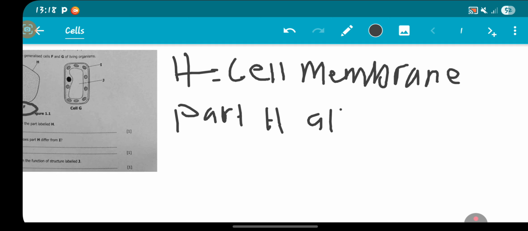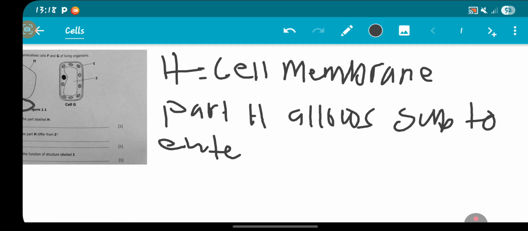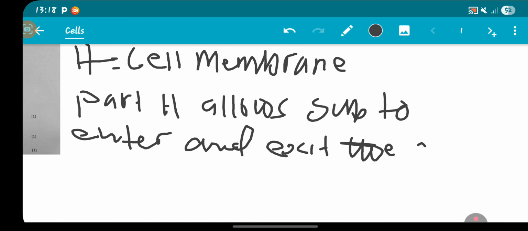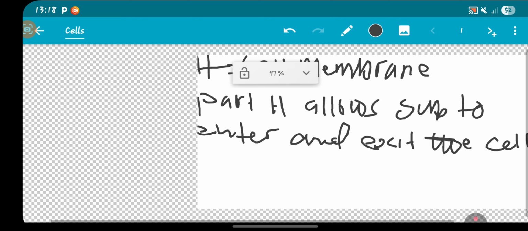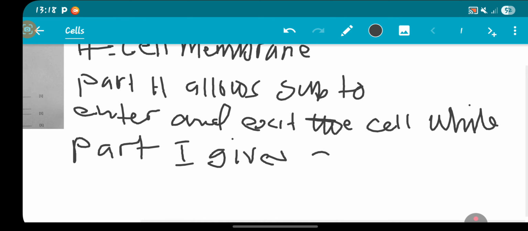H allows substances to enter and exit the cell, while part I gives shape to the cell.